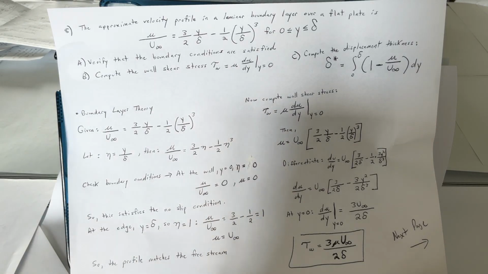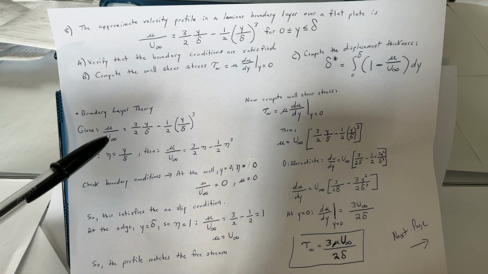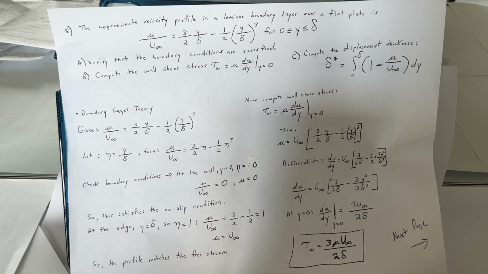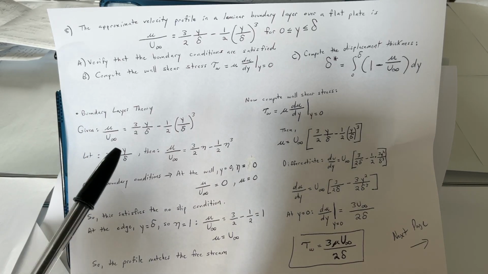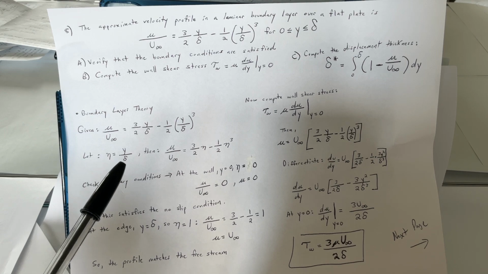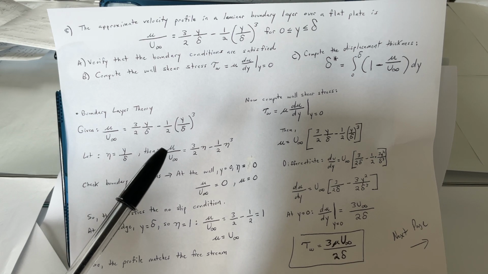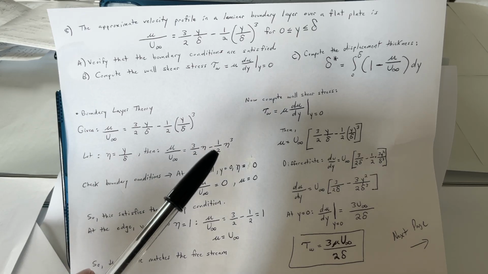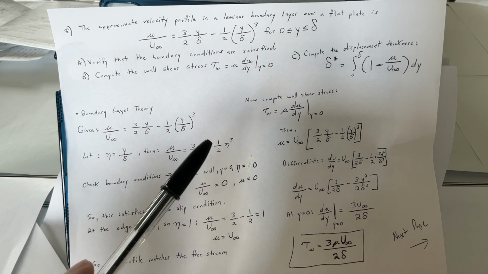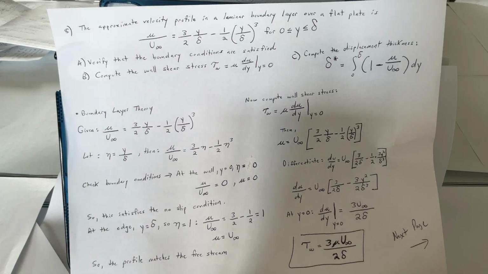We take our given, u over capital U sub infinity. Now we have eta. We're going to let eta equal y over this delta. So that would make u over capital U sub infinity equal 3/2 eta minus 1/2 eta to the third.